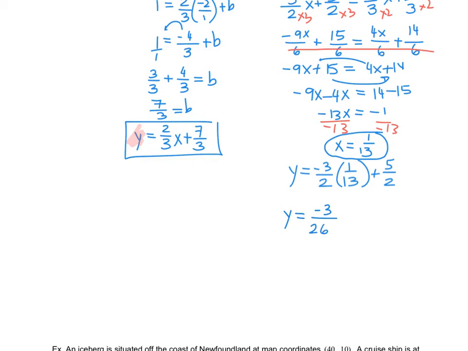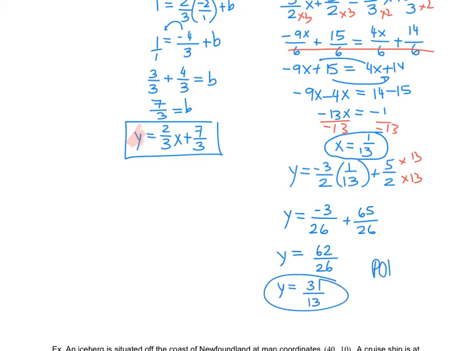And I know I'm going to need a common denominator to add these fractions. So I'm going to turn 5 over 2 into something over 26, which means I'm going to multiply top and bottom by 13. So 5 times 13 is 65. 2 times 13 is 26. Now we can add negative 3 and 65 to get 62 over 26, and that will reduce to 31 over 13. So there's your point of intersection, 1 over 13, comma 31 over 13.